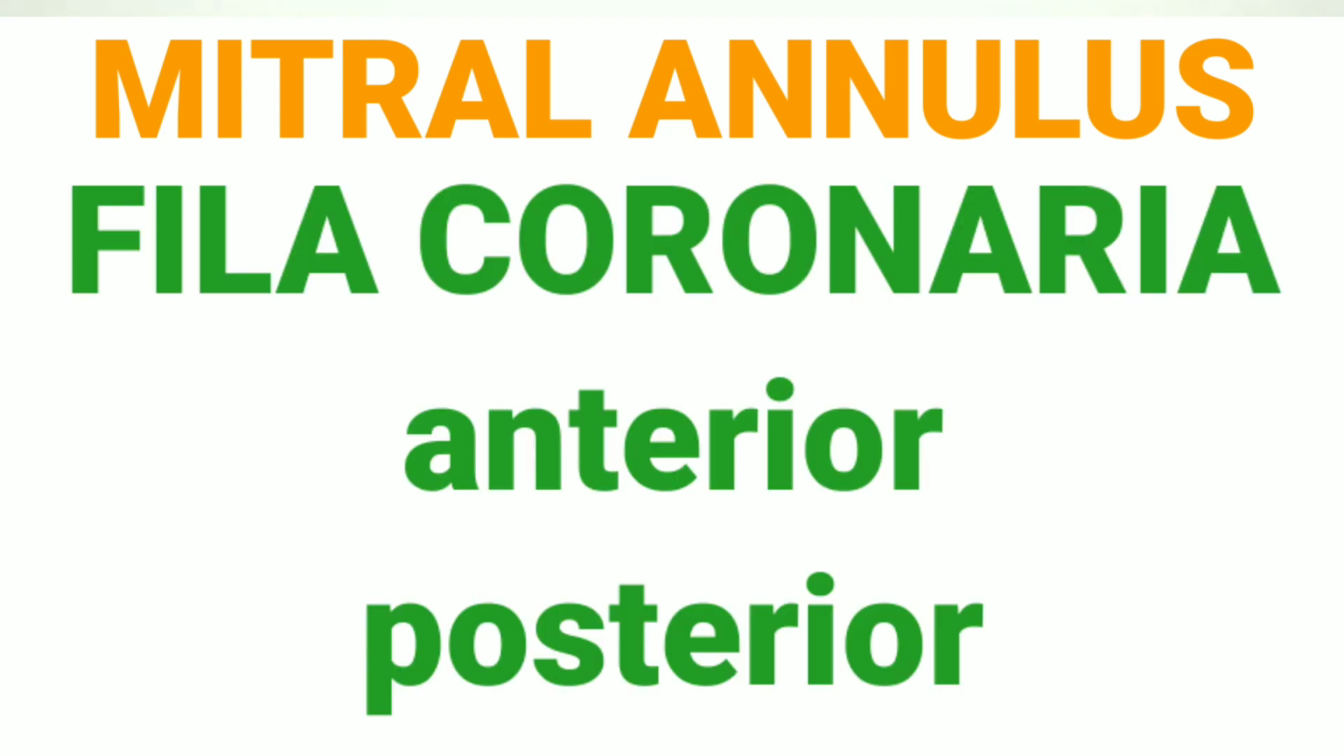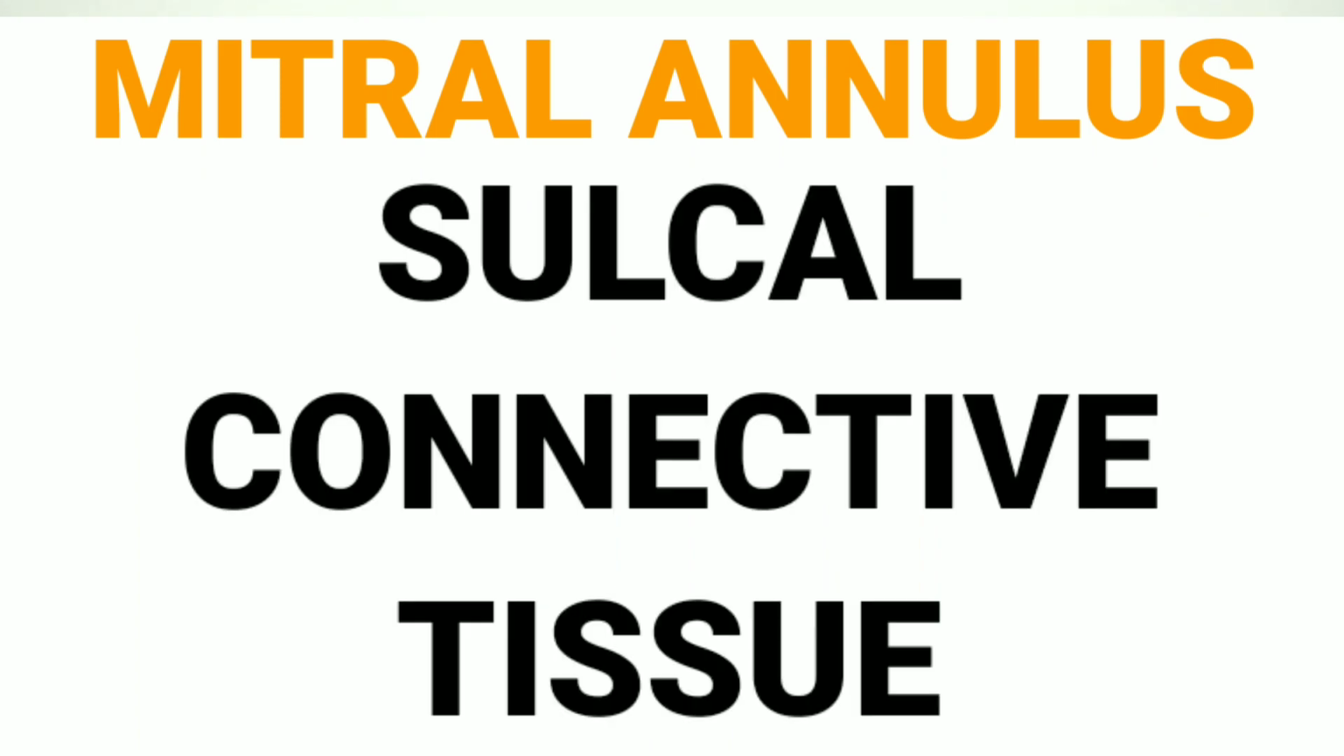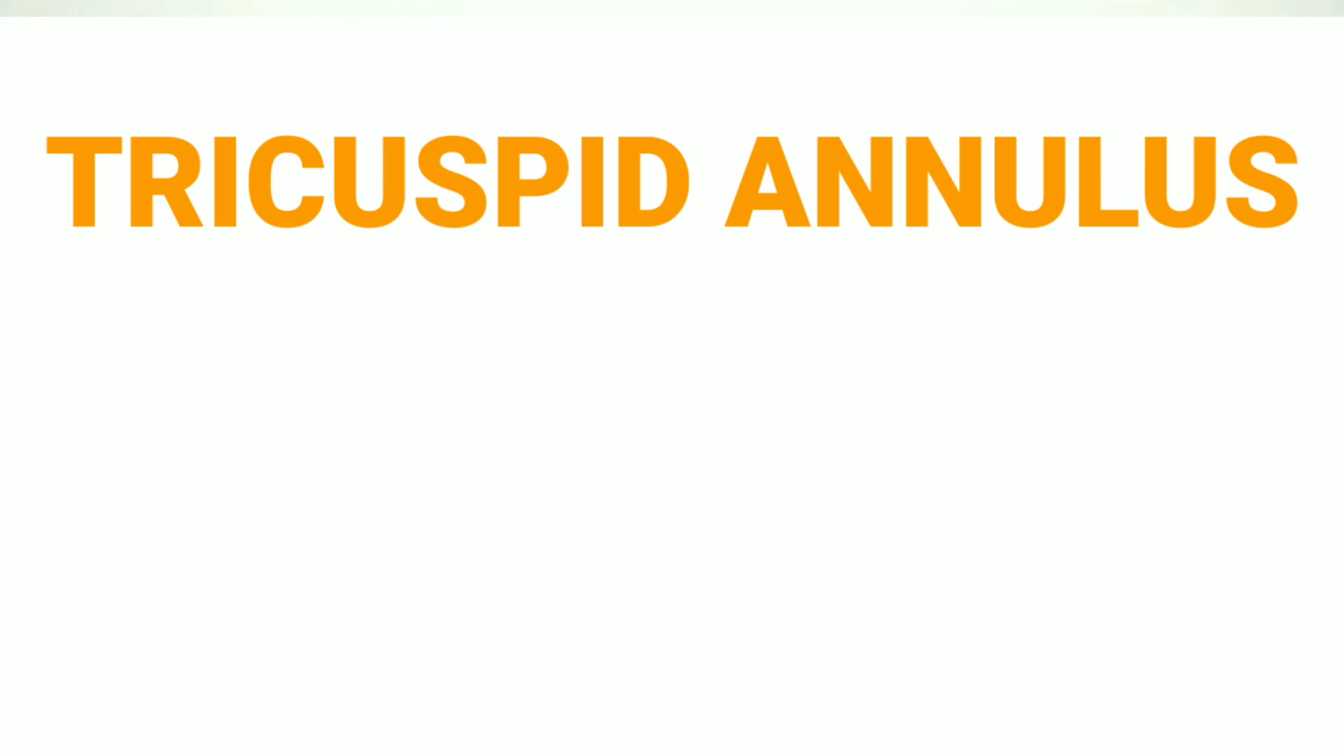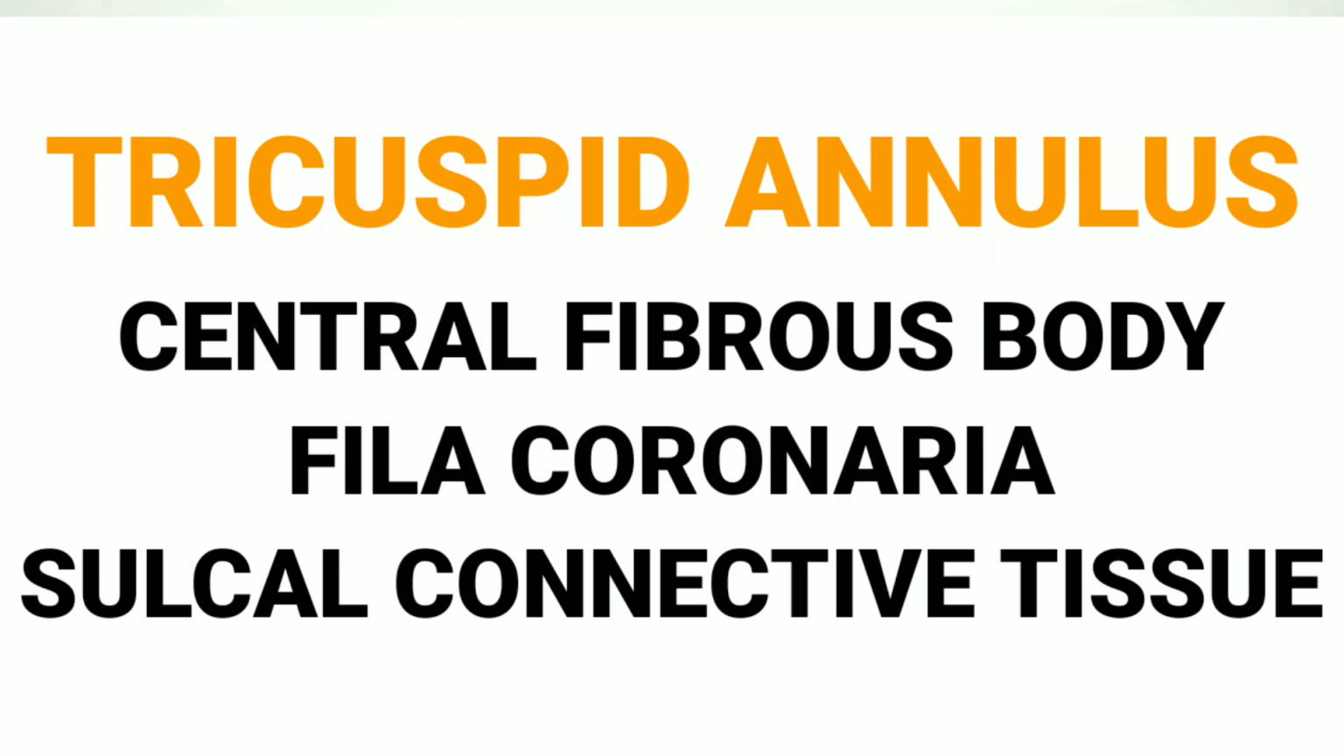In the mitral annulus, we saw the presence of phyla coronariae, anterior and posterior, and we also saw the presence of weak sulcal connective tissue connecting the tips of these phyla coronariae. And in the mitral annulus, we also saw the presence of the two fibrous trigones. Then we came to the tricuspid annulus. In the tricuspid annulus, we saw the presence of the central fibrous body, and again the anterior and posterior phyla coronariae and the weak sulcal connective tissue.